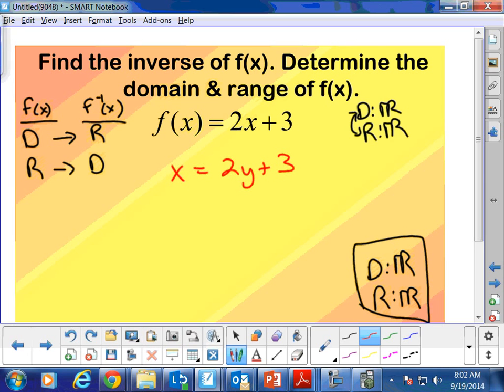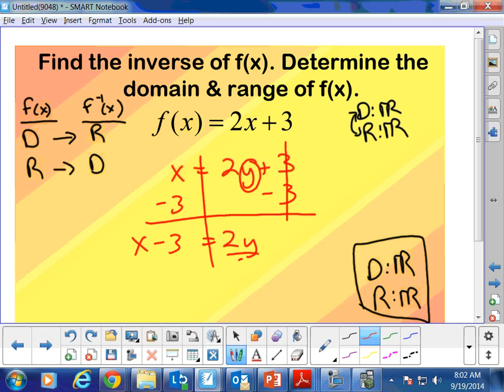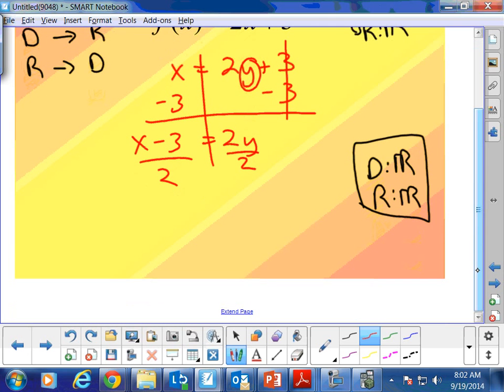So let's go ahead and solve for y, which means I'm going to minus 3, minus 3. When I solve for y, I'm isolating this y. That's really what I'm doing. That cancels. This becomes x minus 3 is equal to 2y. Divide by 2, divide by 2. Which means that now, the answer becomes this.